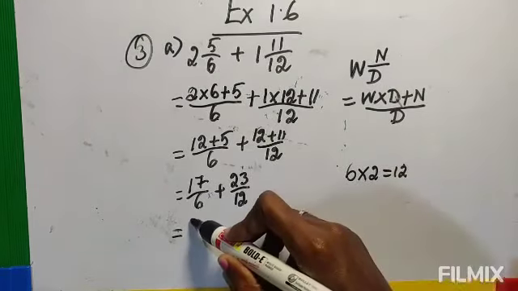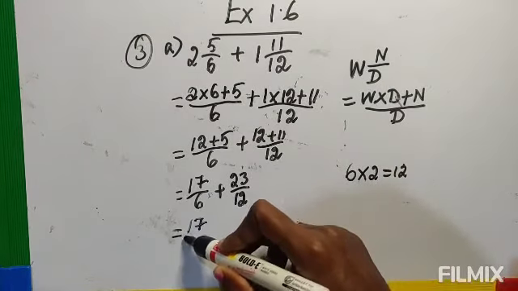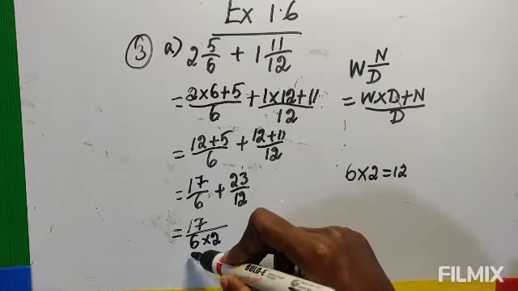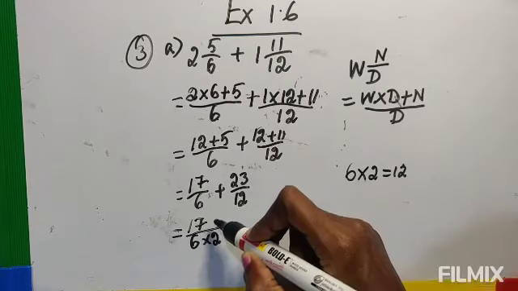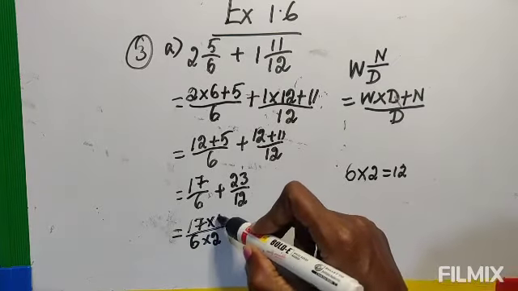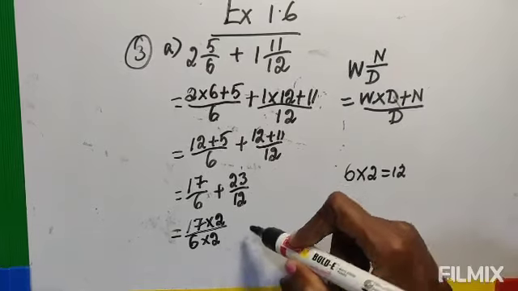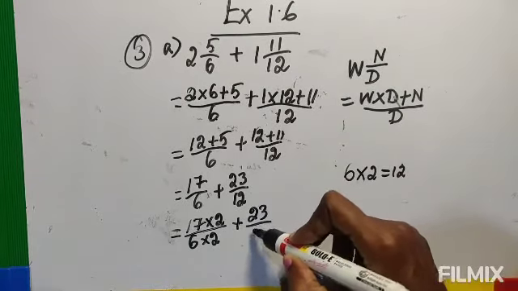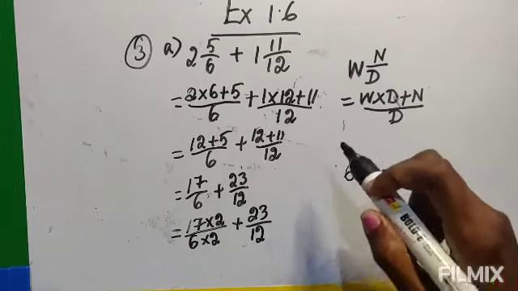So 17 by 6, multiply by 2. If you multiply 6 by 2 it becomes 12, therefore the numerator also we multiply by the same number. Plus, and this is remaining the same. So 12, it is the same. So leave it as it is.